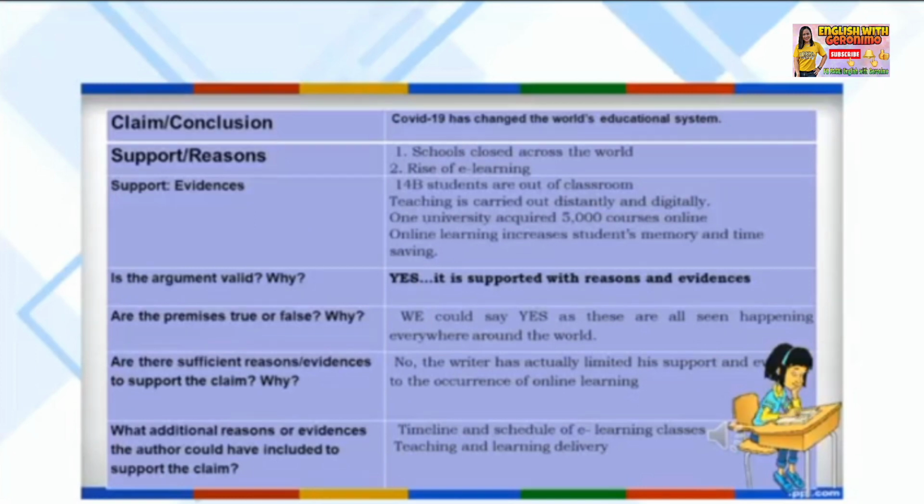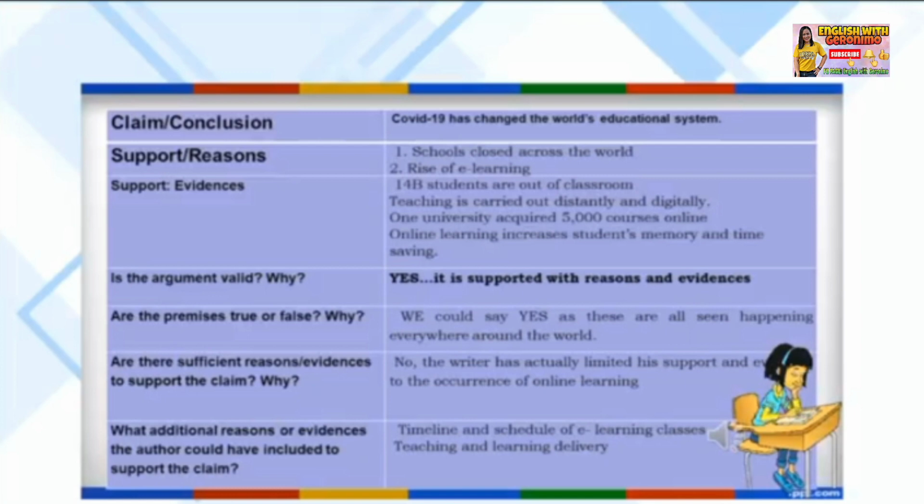Here is the answer. As you can see, the claim or the conclusion of the text is that COVID-19 has changed the world's educational system. It is supported with reasons. Number 1, schools closed across the world. Number 2, the rise of e-learning. Some evidences posted are 14 billion students are out of classroom. Teaching is carried out distantly and digitally. One university acquired 5,000 courses online. And online learning increases students' memory and time saving.